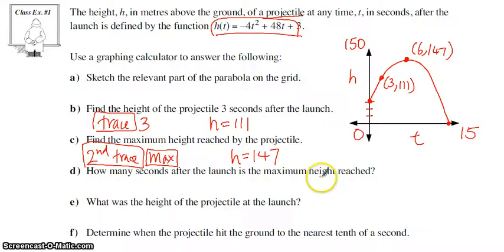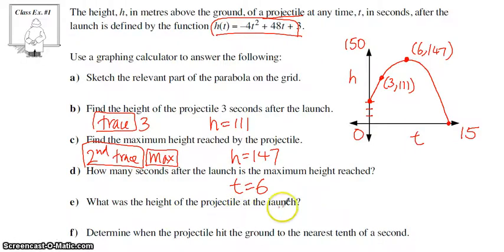What time will this maximum height be reached? The answer will be 6. So the PQ is a vertex. It has two values. One is the time, one is the height. Make sure you answer the question correctly.